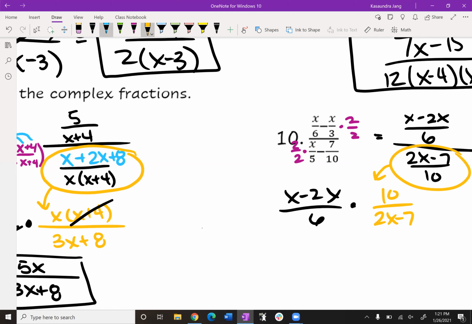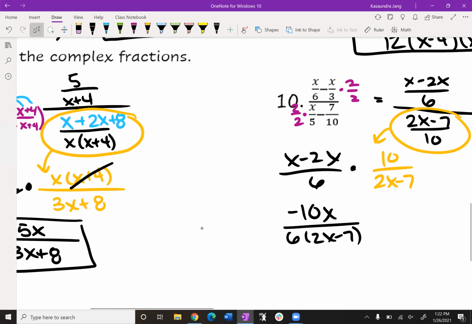All right, at this point, I'm going to try to simplify down as best I can. X minus 2x is a negative x. And I've got it multiplied by 10, so negative 10x. You guys okay with that? Denominator, I've got my 6 times 2x minus 7. I do think there's a bit of simplifying, and this is usually where I see some mistakes as well. As far as simplifying goes, I don't see any factors I can really divide out.